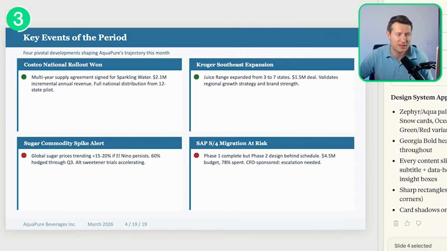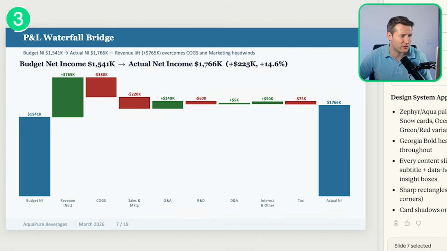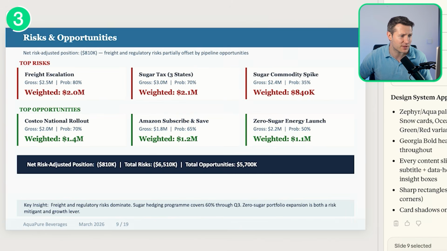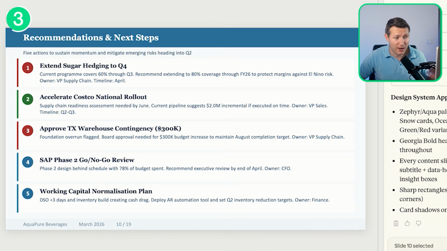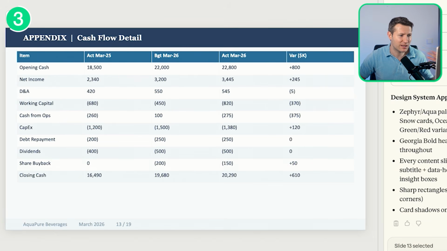We can go to the problems directly. And here we have the commercial pipelines. So it's much easier to understand where we are and also for the future. We have the revenue story, we have the waterfall, the cash flow also explaining the waterfall chart, the risks and opportunities, and the recommendations and next steps. And what I always like to have is still, yes, tables, but in the appendix. So as you can see, all of our tables are there.